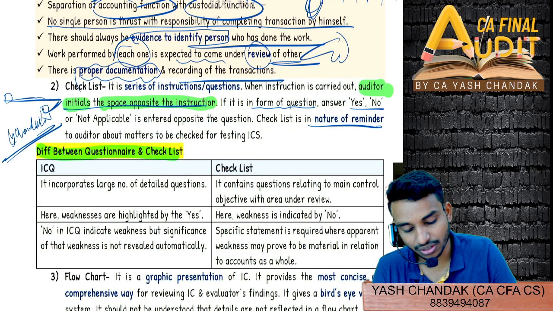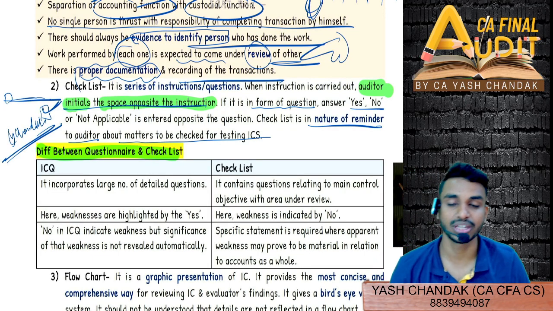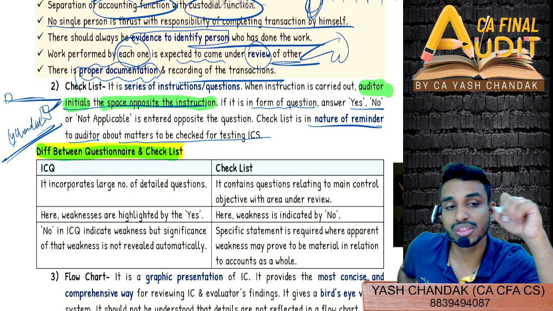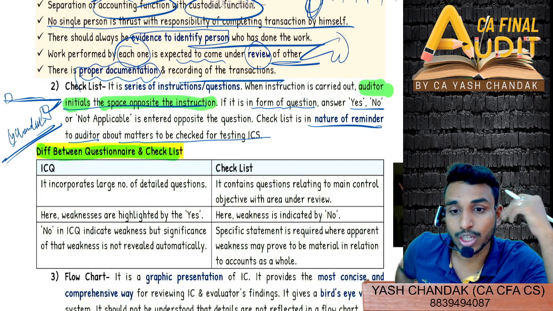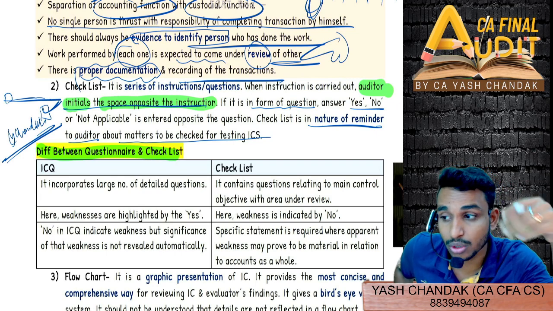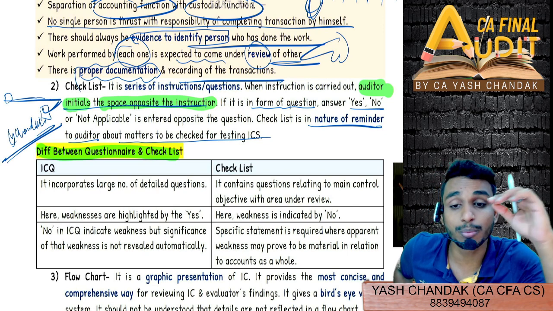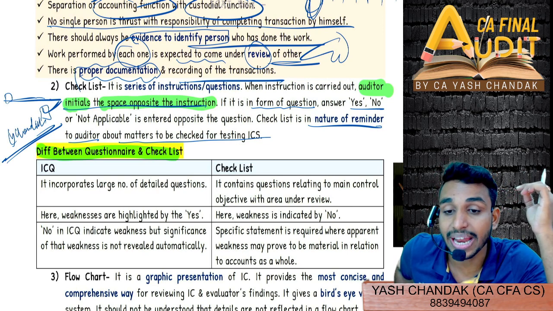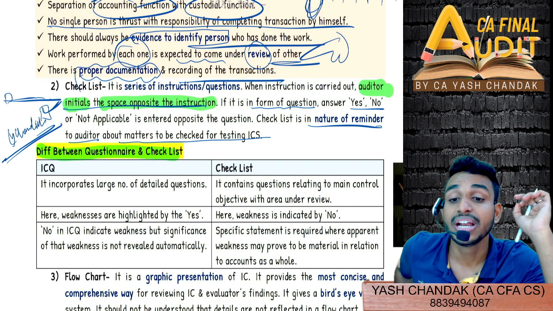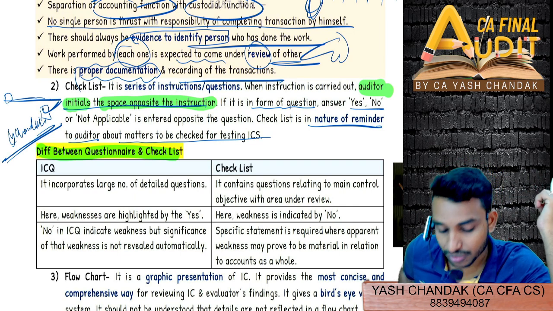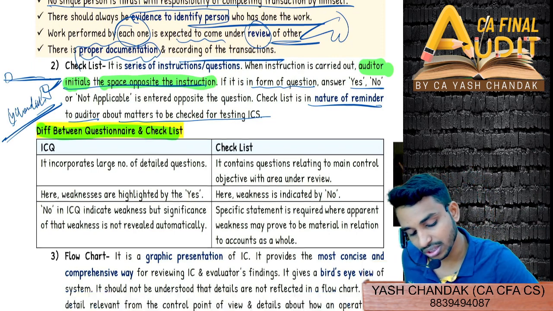And the checklist is in the nature of a reminder to the auditor about matters to be checked for testing of the internal control system. Once you start checking, ticking yes, no, not applicable, you'll tend to realize, okay, this control is not there, this control is there, but let me check, this is an important control. So you'll tend to realize that your procedure for nature, timing, and extent of test of control will definitely tend to follow because of this checklist. So let's see what is the difference.